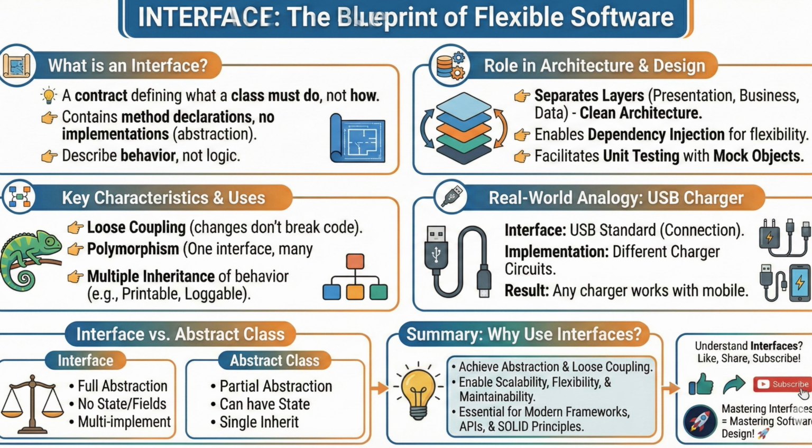Now let us discuss what an interface can contain. An interface can define method declarations, property declarations, events, and indexers. However, it cannot contain fields, constructors, or method implementations. This strict rule ensures that interfaces remain pure contracts and do not store state.